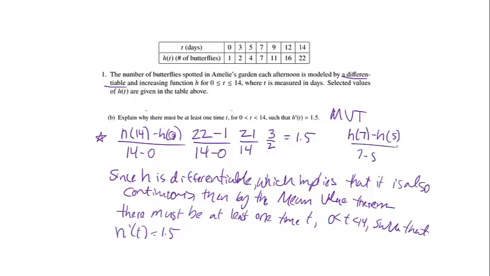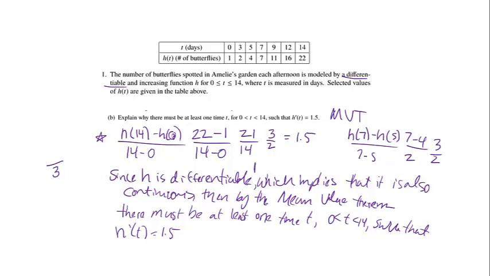And notice we would have gotten 7 minus 4 or 7 minus 5, which was 2. So notice I could have used that same thing. So as long as I show somewhere, I'm going to get a slope of 3/2 or 1.5. That works. Okay, so points on this one. This one was worth 3 points. Okay, we would have gotten 1 point for making sure that we said that h was differentiable as well as continuous. So that would have been 1 point.